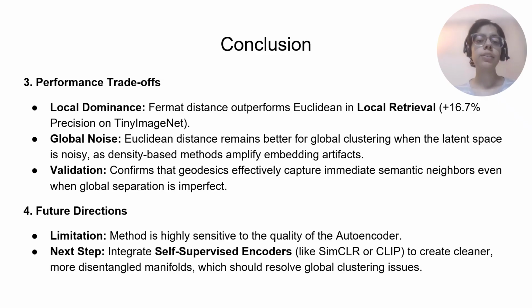This now leads us to the limitation and the next step for this project. Our method is currently highly sensitive to the quality of the initial image embeddings produced by the simple autoencoder. The solution is to integrate modern self-supervised encoders like SimCLR or CLIP. These tools are designed to create much cleaner, more organized manifolds, and we expect they will resolve our global clustering issues.